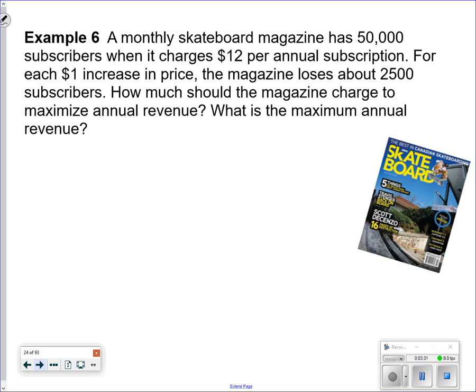Normally, whatever you charge somebody times the number of subscribers or number of people you sell it to. So for instance, if I sold you 10 pencils at $2 each, I'm going to get 20 bucks because I sold 10 pencils at $2 each and I multiply those together. So now it says we have 50,000 subscribers when I charge 12. So when I charge 12, I know I put the charge first. So charge $12 times 50,000 subscribers.